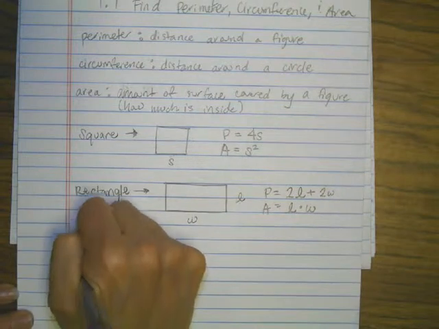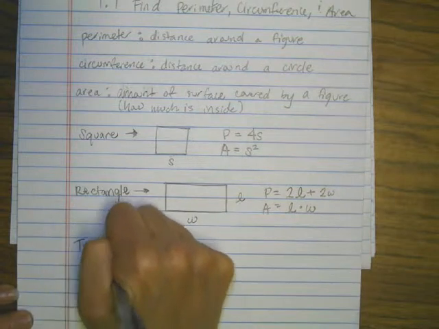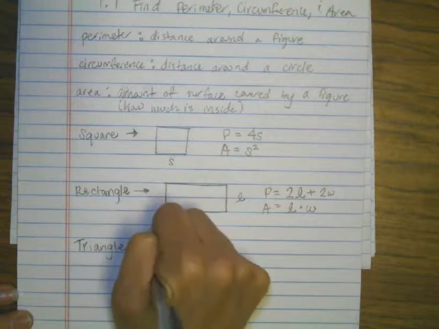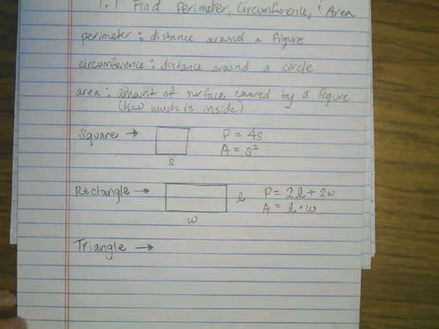So perimeter you just add and then area you just multiply? Yep. Perimeter is adding, area is multiplying.